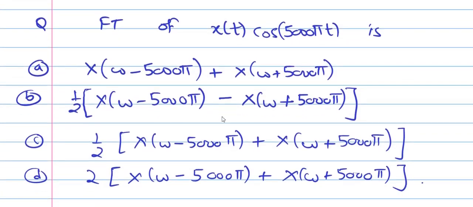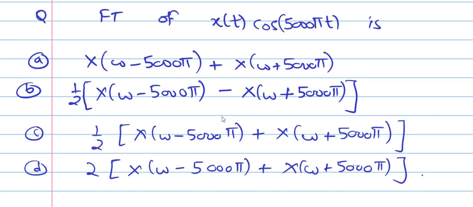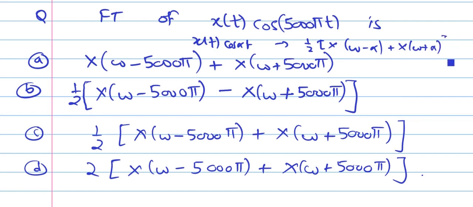Next question. Fourier transform of x of t cos of 5000 pi t is A, B, C, D. So Fourier transform of x of t cos of alpha t is 1 by 2, x of omega minus alpha plus x of omega plus alpha.